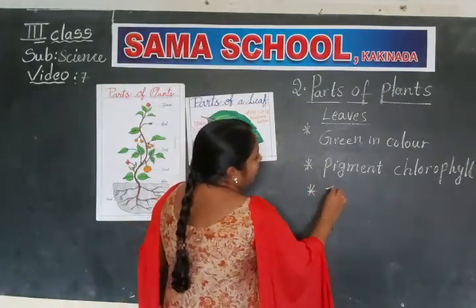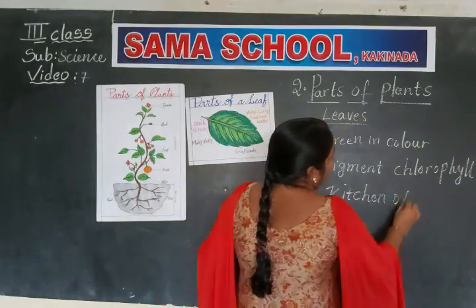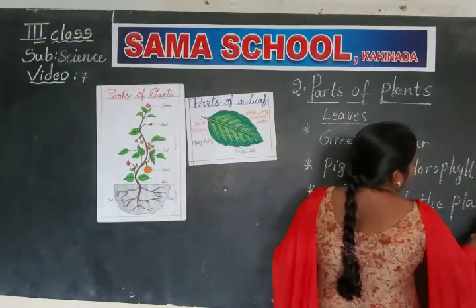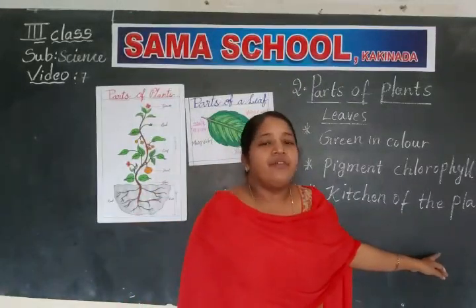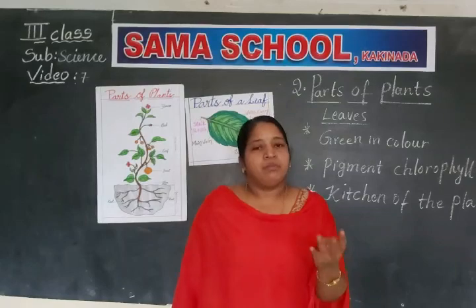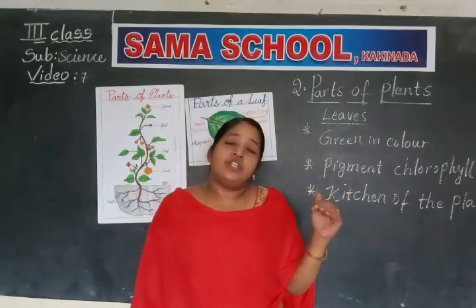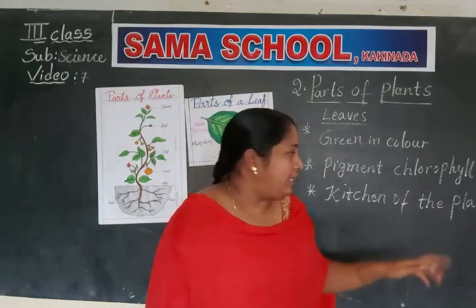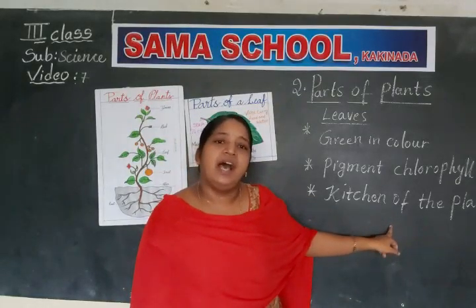The leaves are called kitchen of the plant. Why are they called kitchen of the plant, children? For example, in our house, we have some rooms, bedroom, kitchen, living room, dining room, like that. And in which room will your mother prepare the food? Your mother will prepare the food in the kitchen. Is it correct or not?